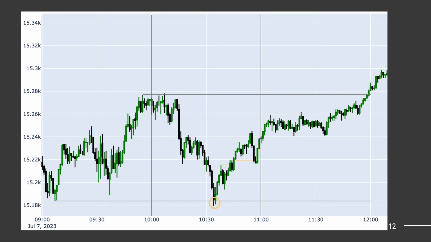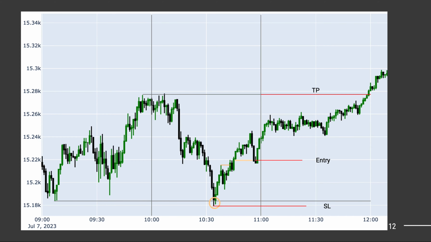Then, as the plan says, we are looking for a fair value gap. So here you can see an orange rectangle which defines the fair value gap. I made it a bit bigger than what it really is, so you can see it, but it's a very, very thin fair value gap, which means that this is exactly the level I want to enter before the end of the session.